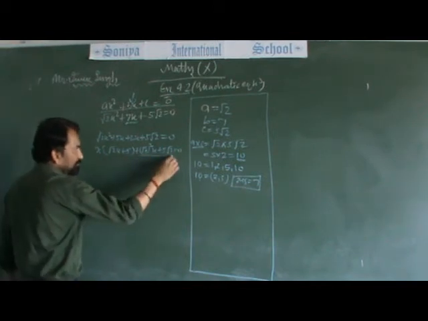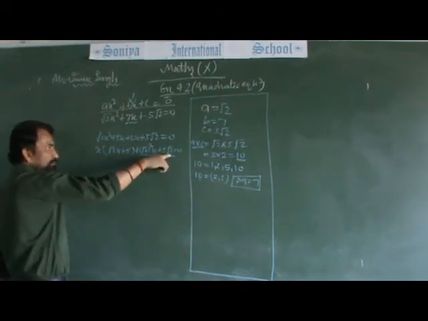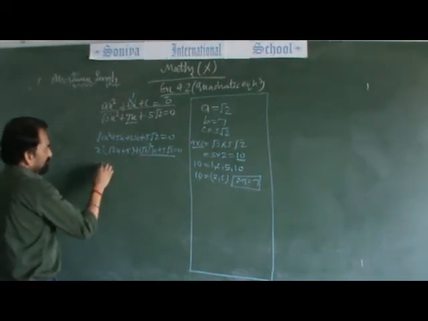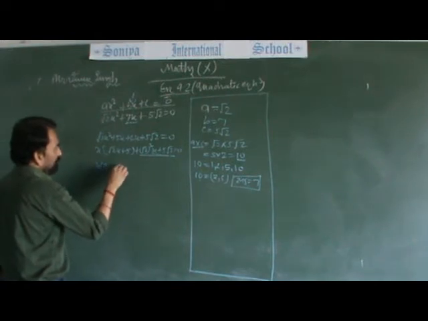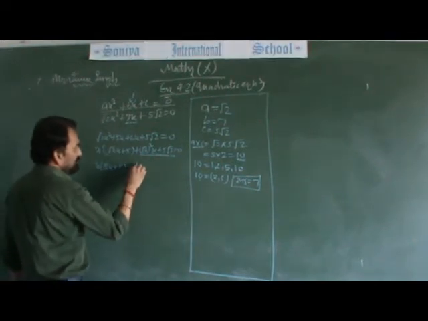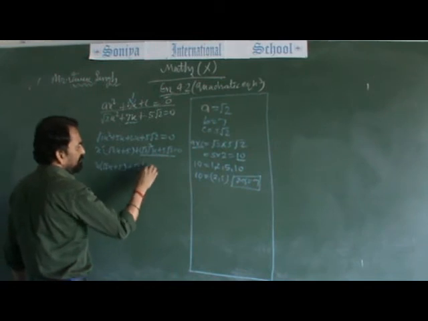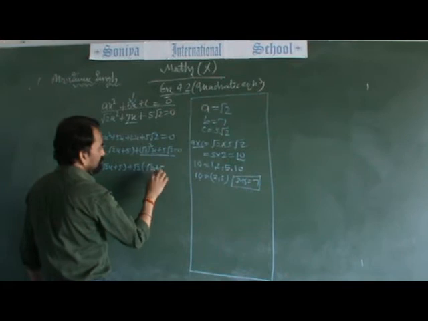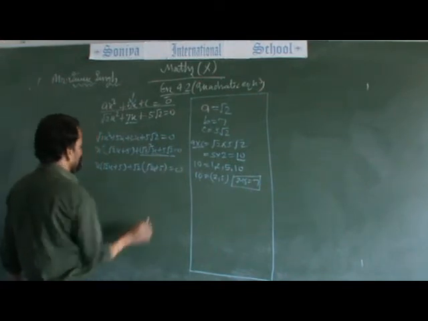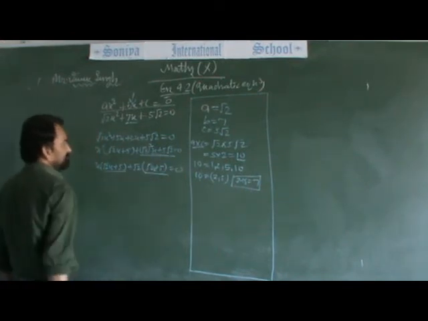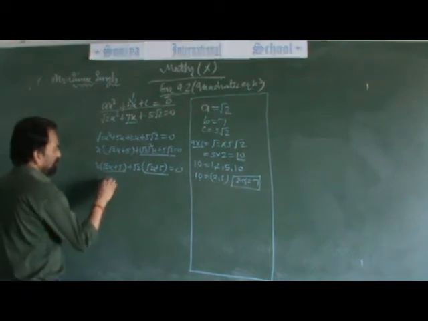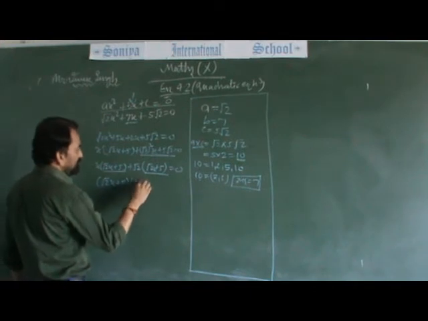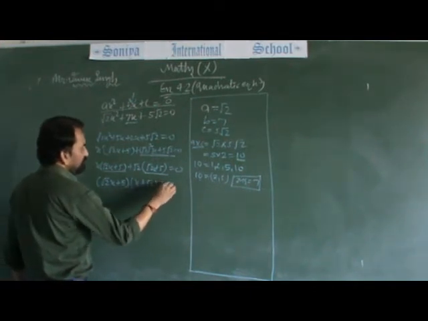Now observe the last two terms. What is common here? Root 2 is present in the first term as well as in the second term. So root 2 is common. When we take root 2 as common, here we have root 2 x plus 5 equals 0. This bracket is present in both the terms, so the whole bracket is taken as common, and in the next bracket you will get x plus root 2 equals 0.